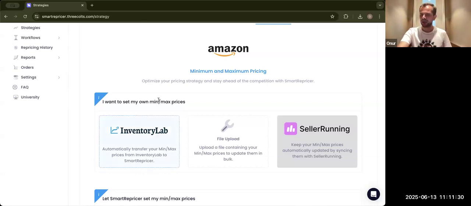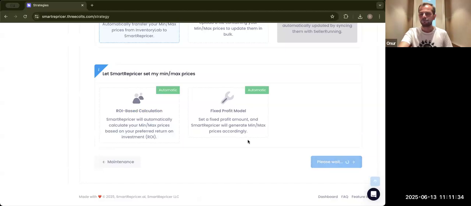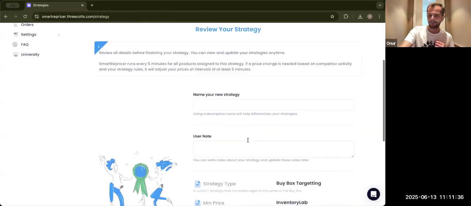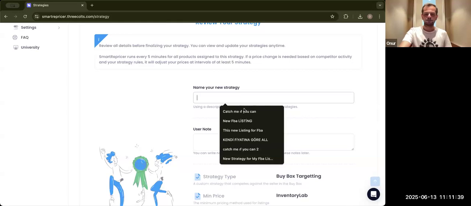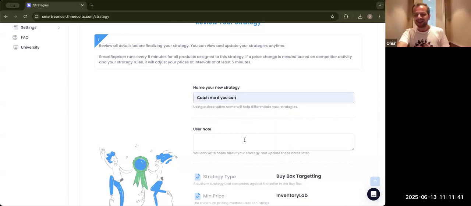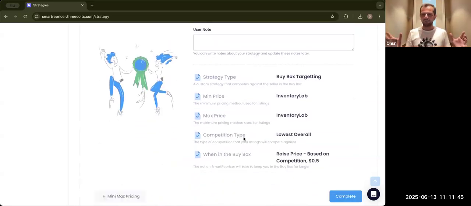So I'm just going to choose Inventory Lab in order to use the power of the Seller 365 bundle. And I'm just going to review my strategy before enabling it. So let's name this strategy. We can choose catch me if you can. You can even write a note. But basically, we have created a buy box targeting strategy.